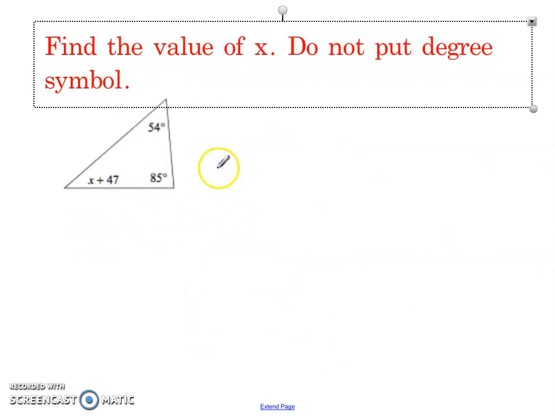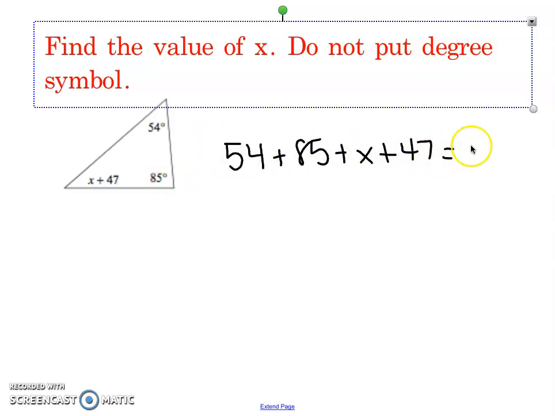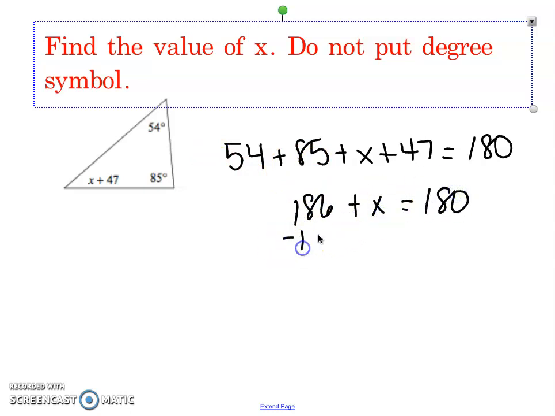I will show you one more example very similar to the one prior. So we have 54 degrees plus 85 plus x plus 47. All three have to equal 180 degrees. So we combine our like terms, and we get 186 plus x equals 180. We subtract 186 from both sides, and we get x equals -6.